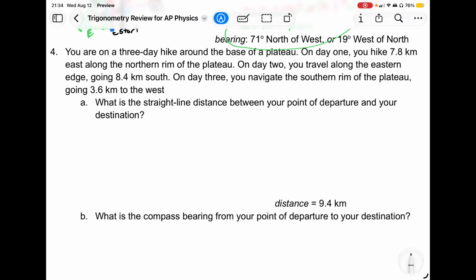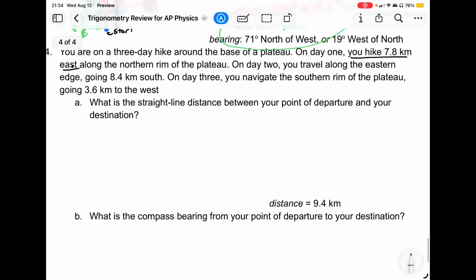Okay, final problem of all of our summer work. We're on another hike. It's a 3-day hike again, just like question 3. But this time we're going to actually switch up a couple directions, right? So on day 1, we're going to hike 7.8 kilometers to the east. So I'm going to start in some direction. I'm going to go east. That's not east. Screwed up my directions again. We're going to the east.